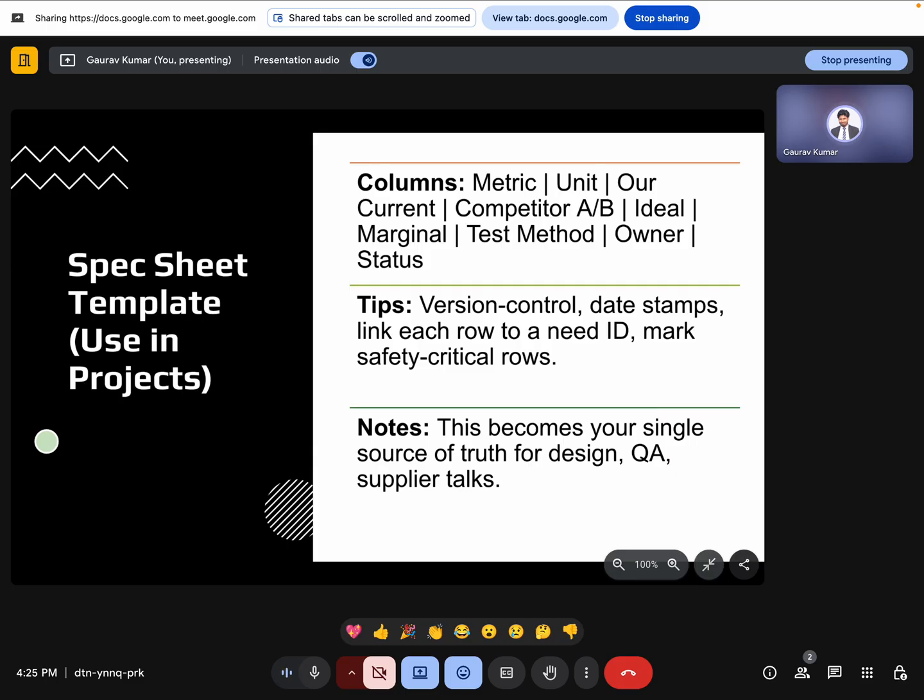I assign an owner to each row and track the status, so accountability is clear. There is traceability from the customer voice to validation. Safety-critical rows are marked clearly so they receive extra scrutiny and are kept current. So this sheet eliminates ambiguity and accelerates decisions, right?